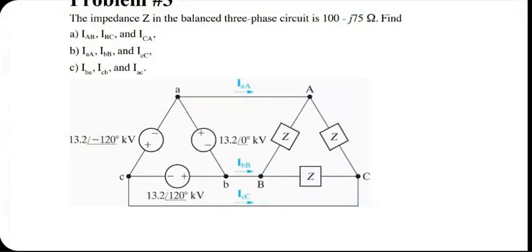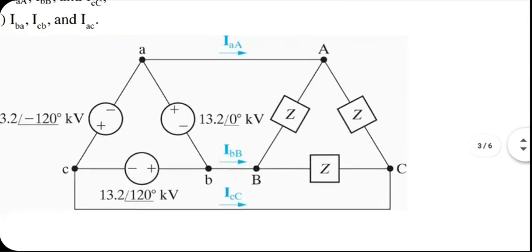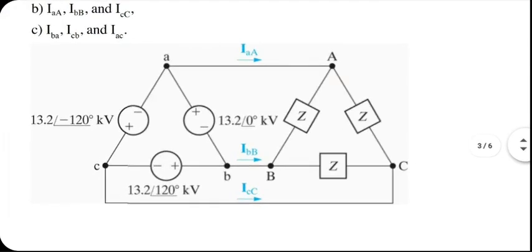The three voltages have equal magnitude as we want them to be, 13.2 kilovolt. And then the phase shift is, of course, 0 degree, minus 120 degree, and plus 120 degree, as expected. The three branches of the balanced load have equal impedance, Z. Fine. This is how I am also using these symbols, which are similar to these.